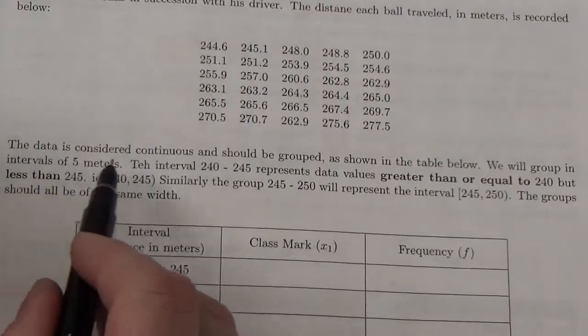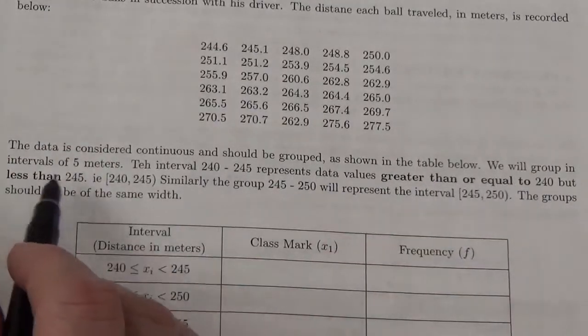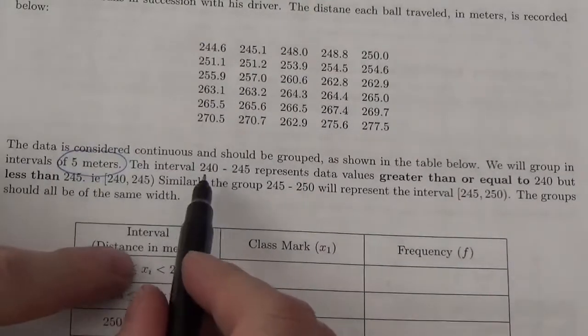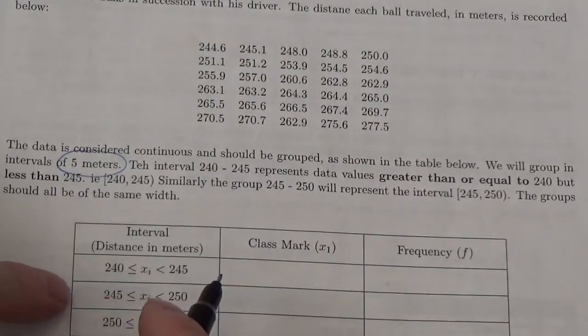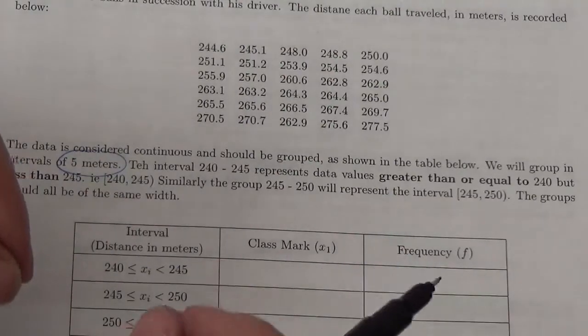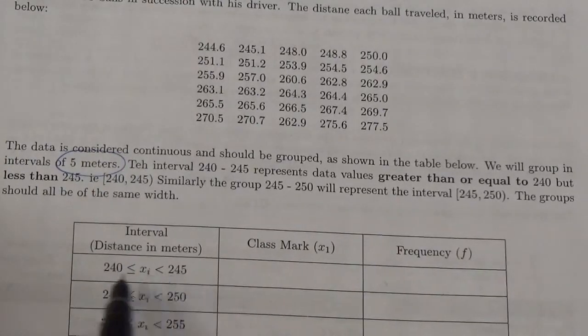So the data is considered continuous and should be grouped as shown in the table below. We're going to group the data in intervals of 5 meters. But the interval 240 to 245 is going to represent anything greater than 240 but less than 245. So we're not needing to adjust for the rounding here. We're going to let that be the interval.